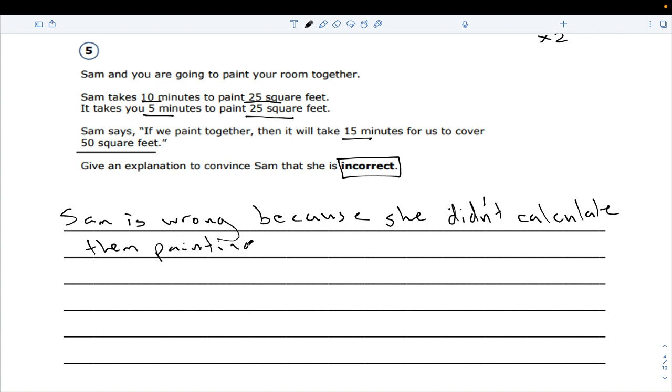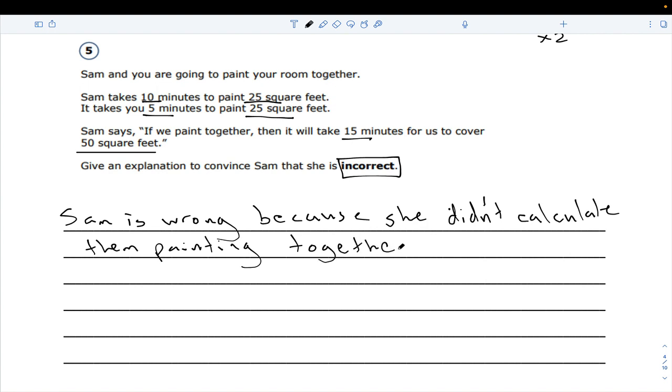You could add to that and say she thought that they only had like one paintbrush maybe, or she didn't realize they could both paint together and have a cool painting party. Make it your own. You could have some fun with performance tasks. That's fine. She didn't calculate them painting together.